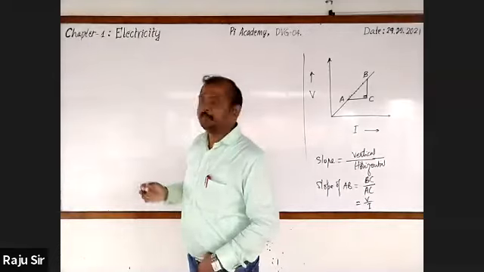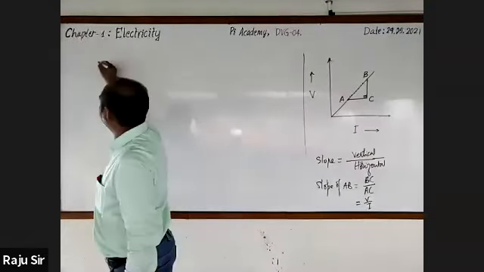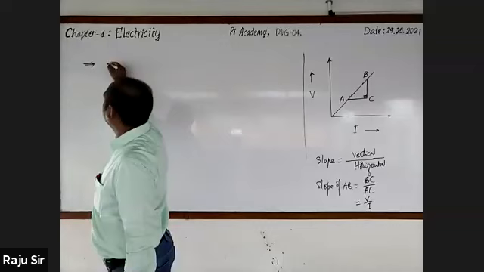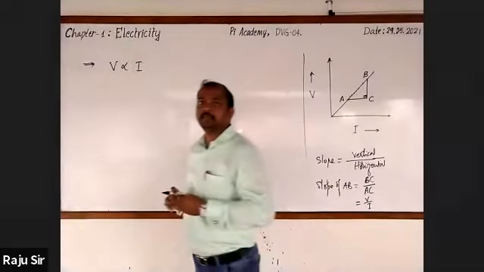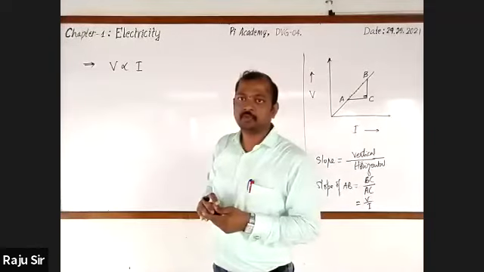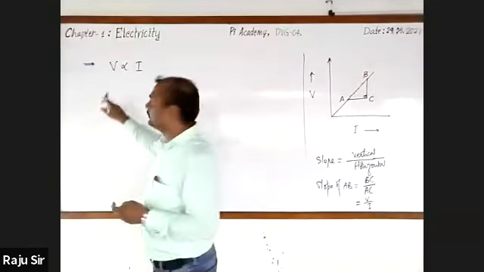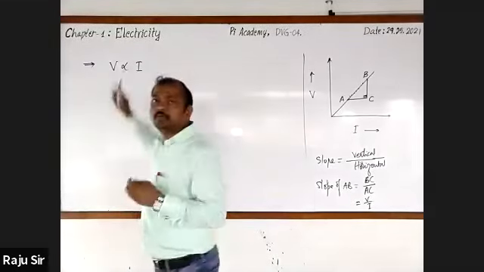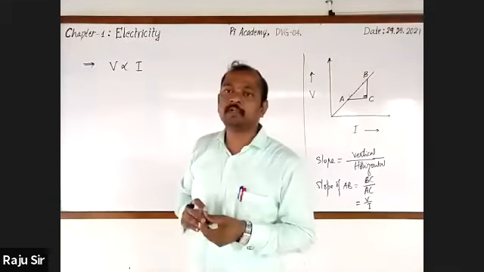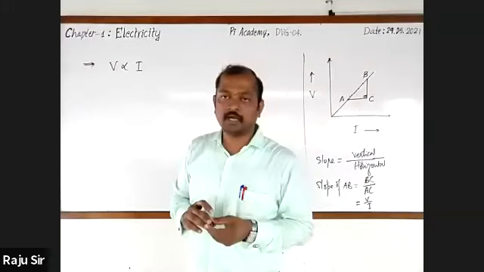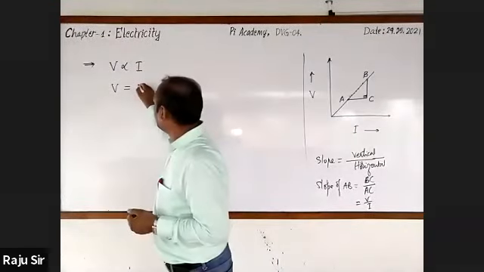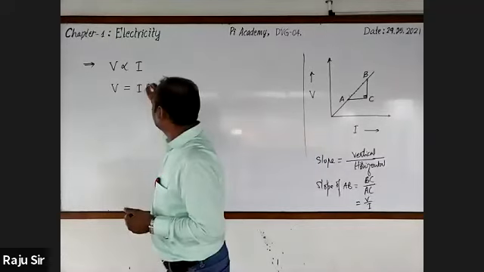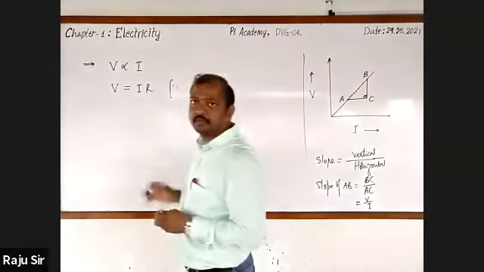Just observe it. You all know that according to Ohm's law, we can write V is directly proportional to I at constant temperature. Here we have proportional. To remove this proportional, we will take the proportionality constant. Let us say that proportionality constant as R. Hope that you are understanding.